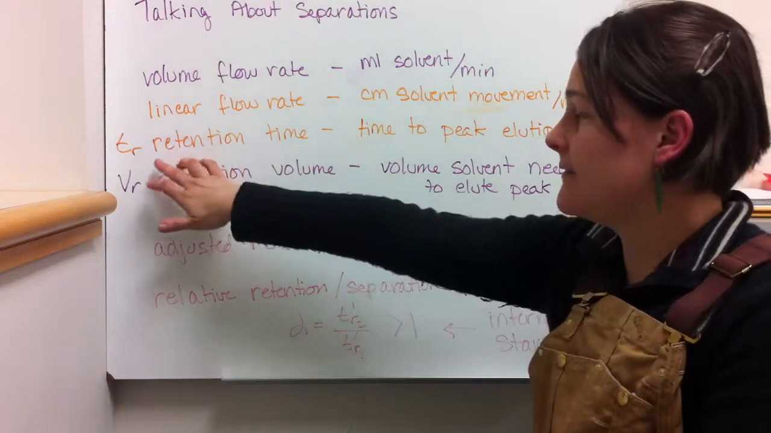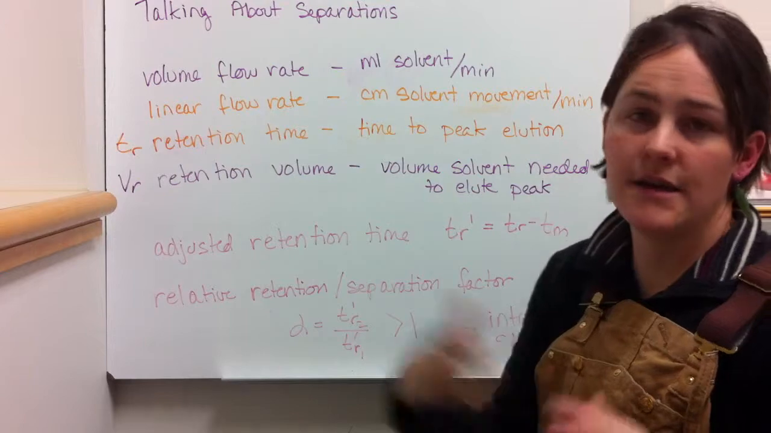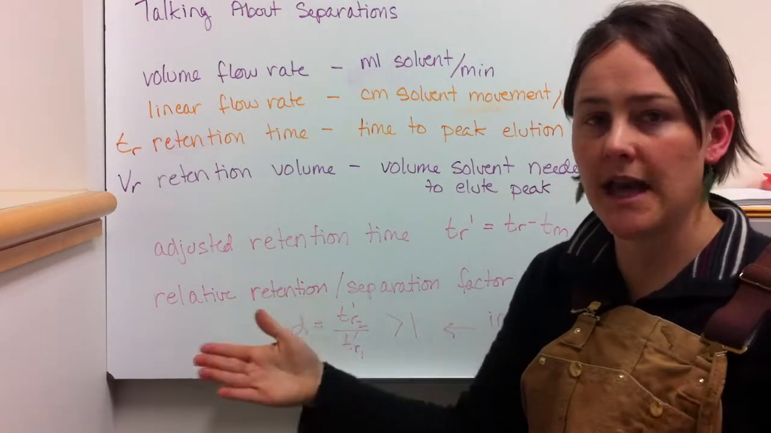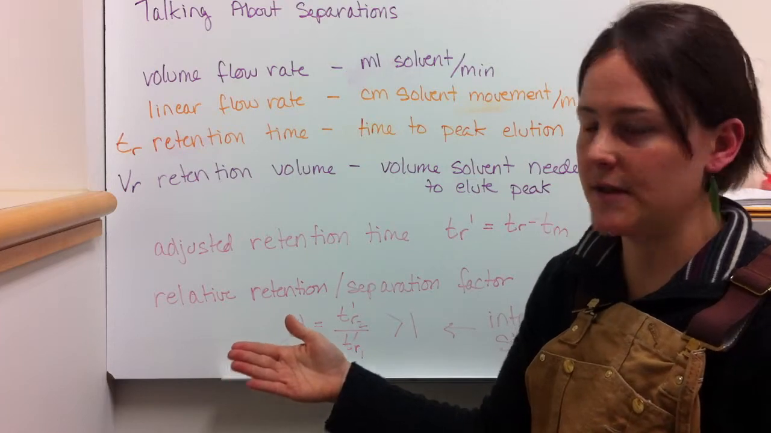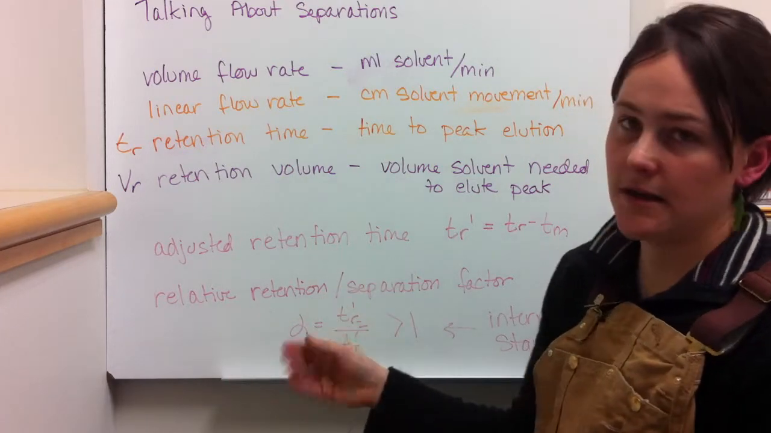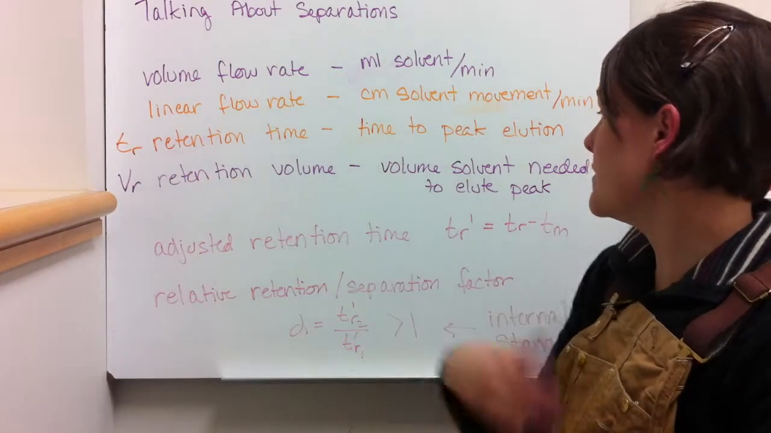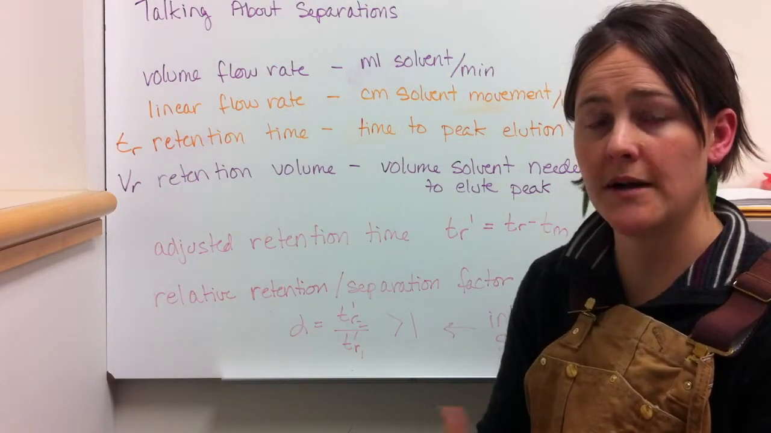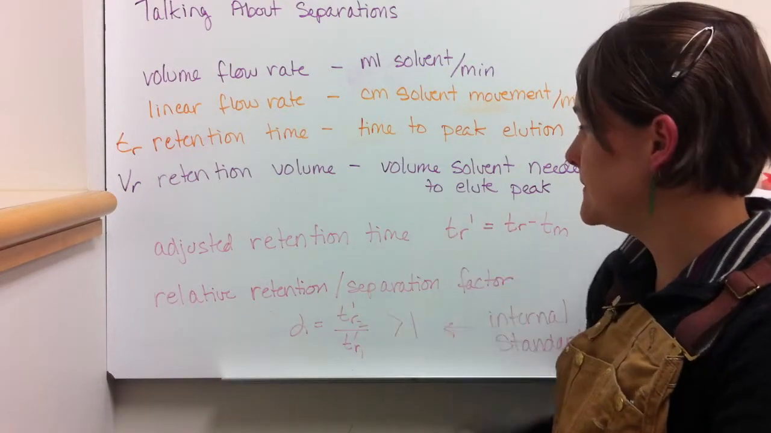You can also have T sub r, which is retention time, the time that elapses from the start when you inject your sample into the column to when it comes out for each component. You can also have retention volume, the volume of solvent that's required to flush a specific solute through the column.